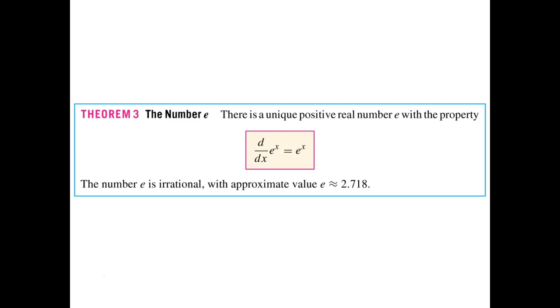What about square root of 2, square root of 3, square root of 5, square root of 6, square root of 7, square root of 8, square root of 10? All those are irrational numbers. Cube root of 2, cube root of 3, cube root of 4, cube root of 5. All those are irrational numbers. There's tons and tons of irrational numbers out there, and this is one, e.